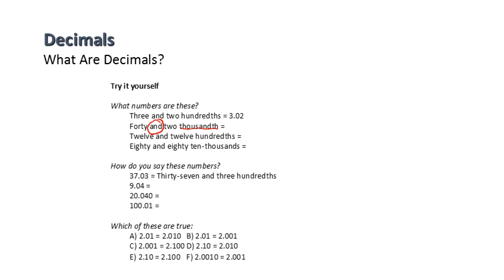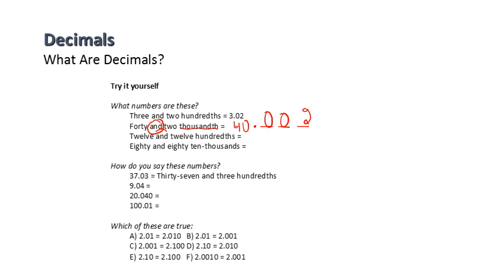For example, what do I have here in the whole part? I only have 40, so I write 40. Instead of the "and", it's a point. I have 2, but I have 2 in the thousandths. So how many digits? 3. 2 only in the thousandths, that means the tenths and the hundredths are zeros.